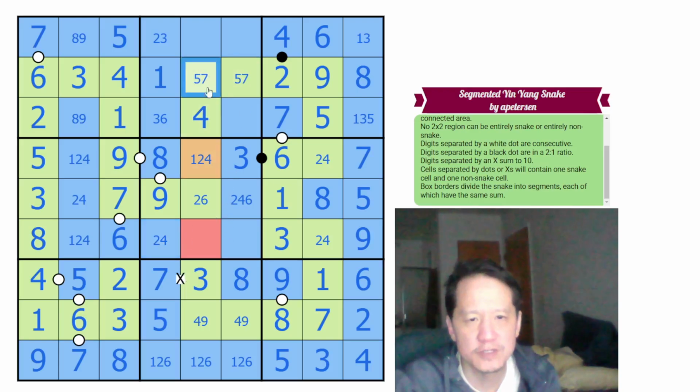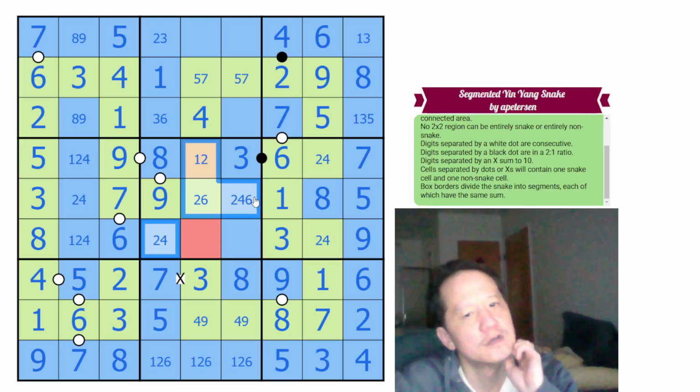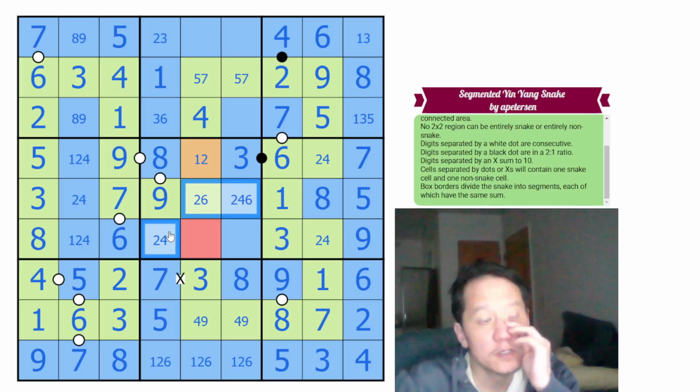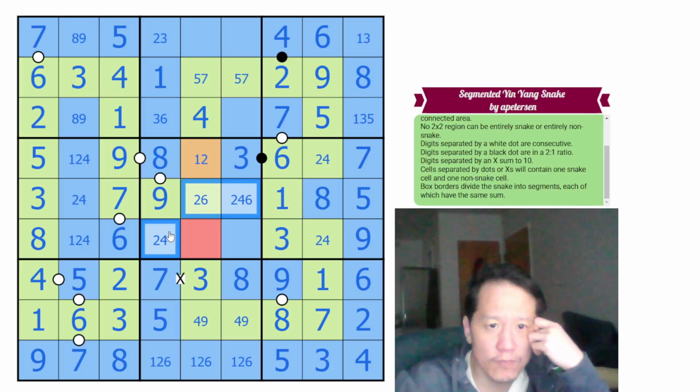So this adds up to 16: 4, 5, and 7. This can't be 4 anymore. We have a 1, 2, 4, 6. Well, actually, we have a 2, 4, 6 triplet in box 5, which eliminates 1, 2, 4, and 6 from the rest of the box.